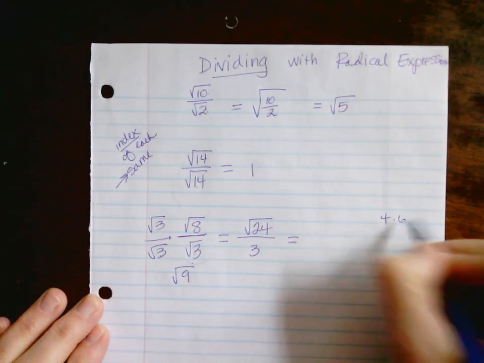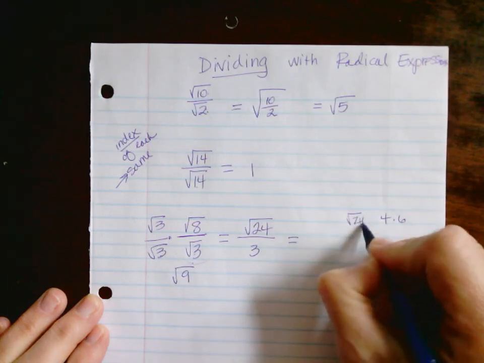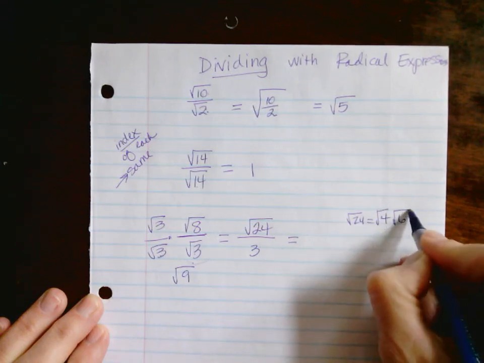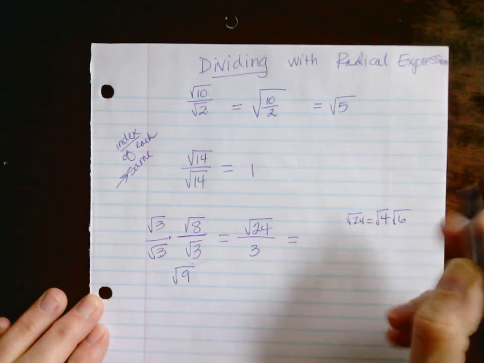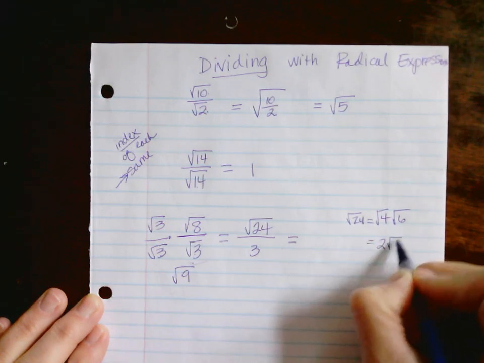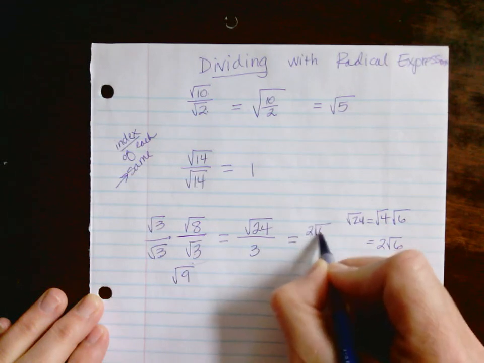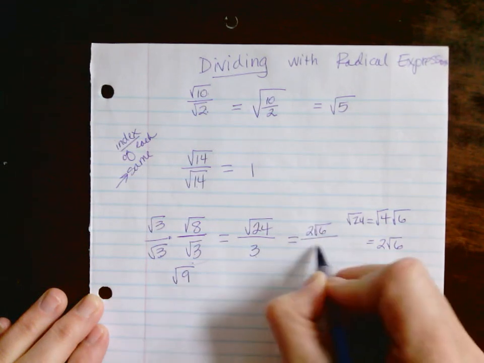Now 24 has factors of 4 and 6. So the square root of 24 is equivalent to the square root of 4 times the square root of 6, which is equivalent to 2 radical 6. So radical 24 is 2 radical 6, and then you're dividing that by 3.